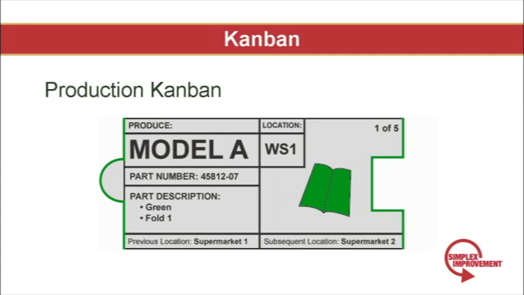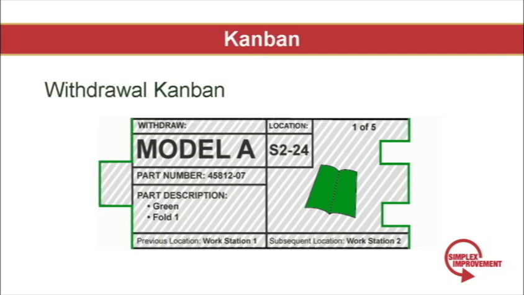Now, in order to produce this part, I need to get the raw materials needed to build it. This is where the withdrawal Kanban comes into play. Notice that the withdrawal card also contains all the information that the P card had. The P card travels on a loop from the supermarket to the workstation, and the W card travels on a loop from the workstation to the supermarket.